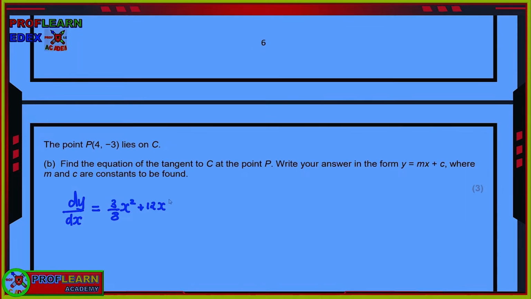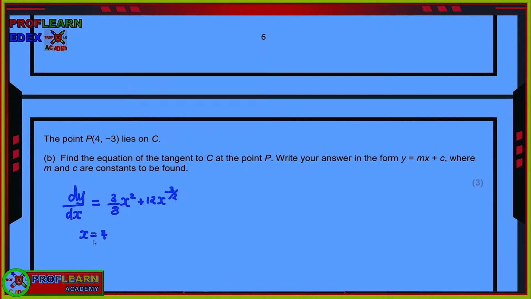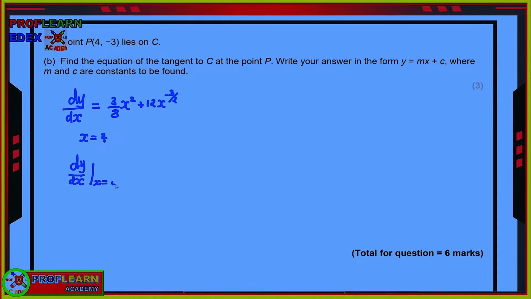So we are going to have it. Then our x, you can see, is 4. So we are going to evaluate dy/dx at x equals 4. Then anywhere we have x, we shall substitute 4. Then our gradient of the curve at that point, for x equals 4, is what? Putting it through my calculator, I get 7.5.